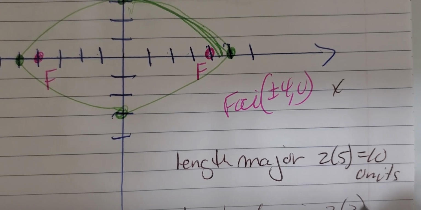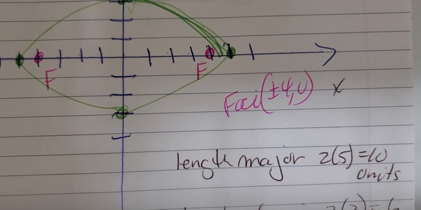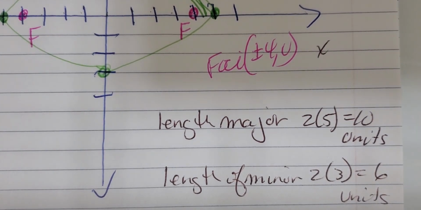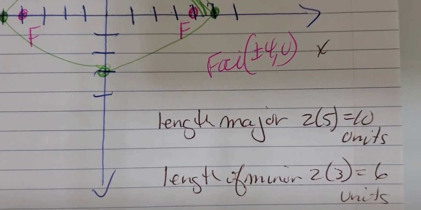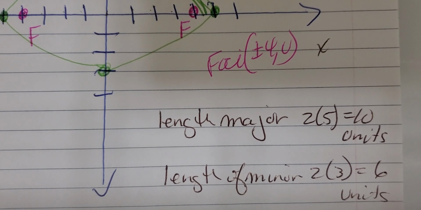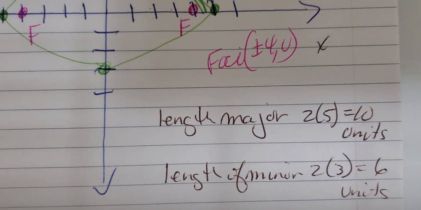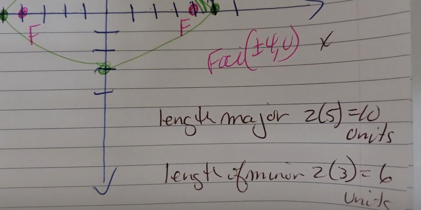Is 2 times 3, which is 6 units. Okay, and I think we've answered everything. We drew it, we plotted the foci, we did the length of the major axis and the length of the minor axis. That's pretty much it, everybody. It's pretty easy. Okay, that's a horizontal one.